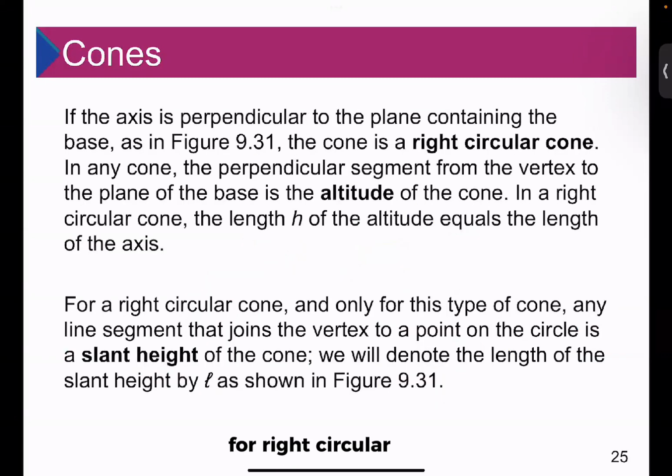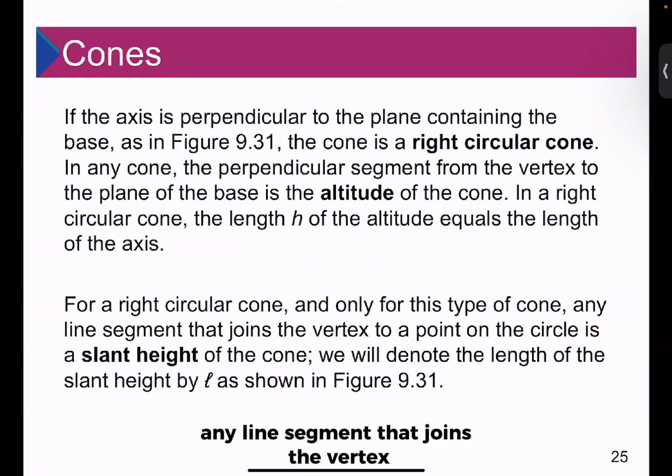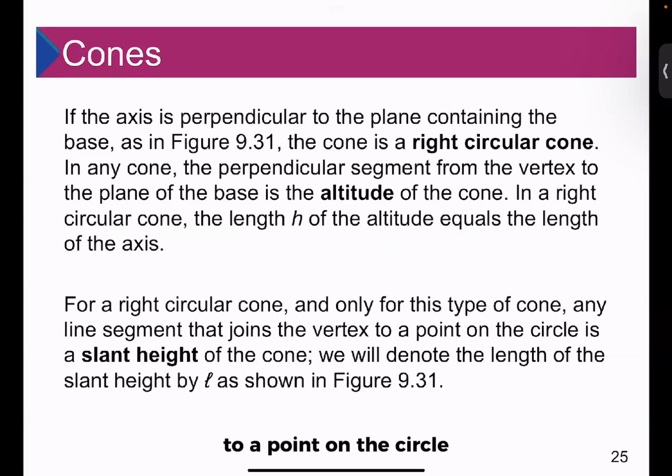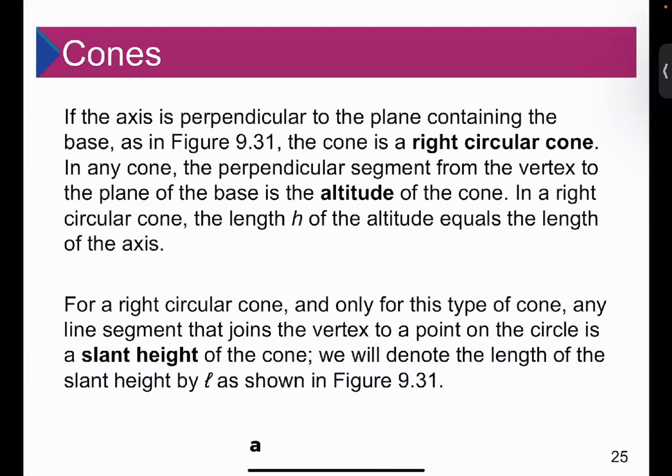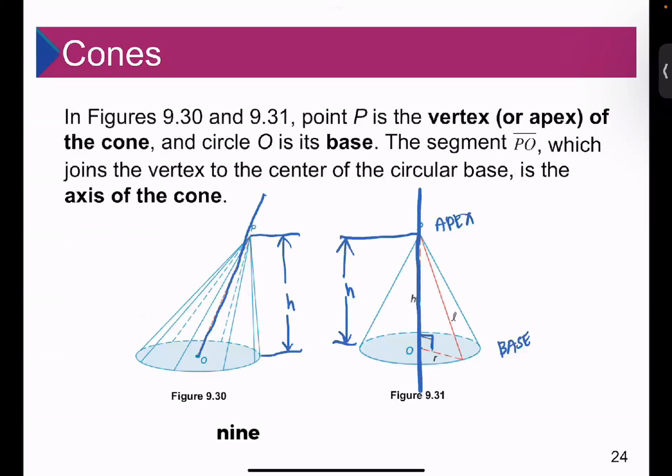For a right circular cone, and only for this type of cone, any line segment that joins the vertex to a point on the circle is a slant height of the cone. We will denote the length of the slant height by L as shown in figure 9.31. So this is your slant height.